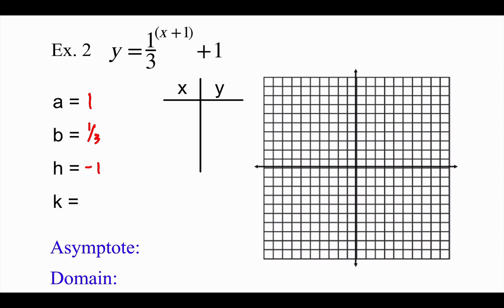1. All right, so this time we're going to take our a value, our y-intercept, and we're going to move it to the left 1 and up 1. Okay? So we would start here, and that gets moved left 1 and up 1. And there's our first point on our graph. Oh, it's the same one.